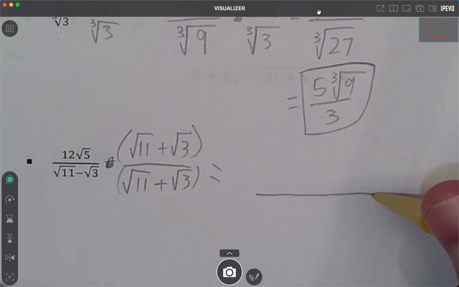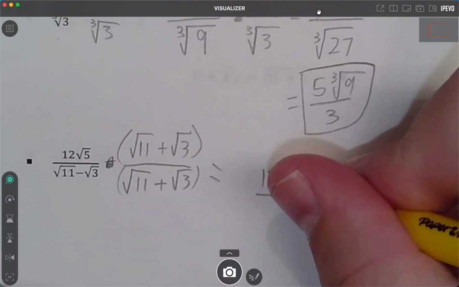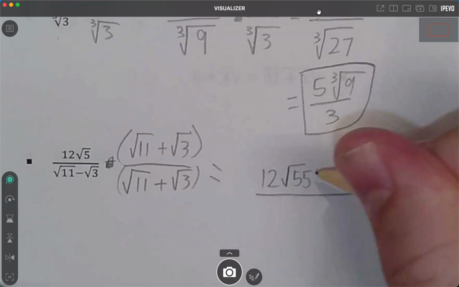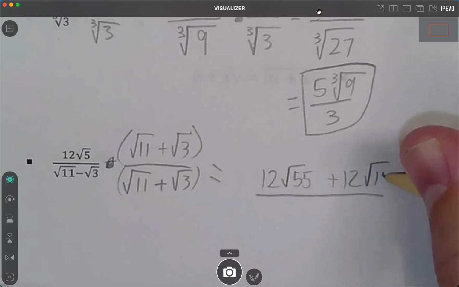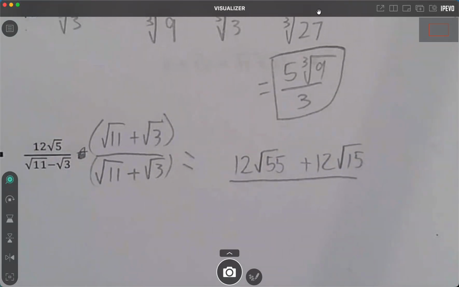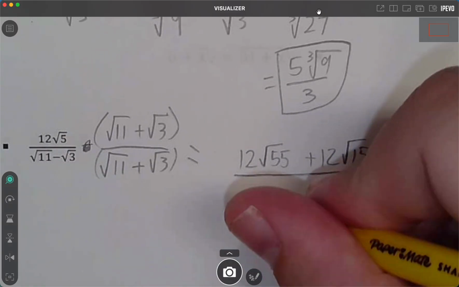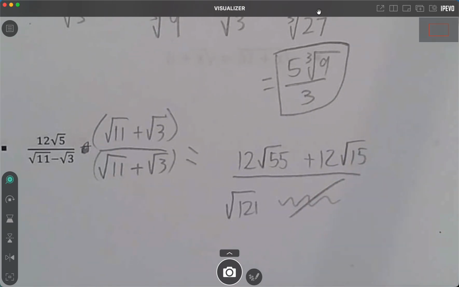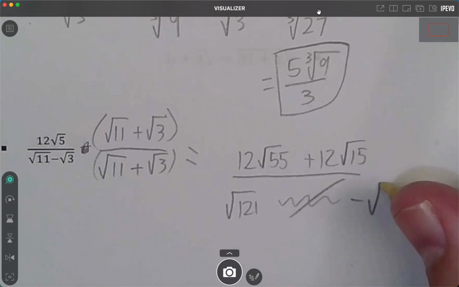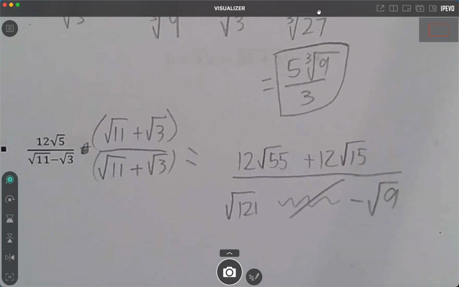Okay, let's FOIL that out and see what happens. 12 on the outside with a root 5 and a root 11 will be 12 root 55. 12 on the outside with a root 3 will be 12 on the outside and root 15, because the inside contents will multiply. On the bottom, we have root 121. I'm just going to say this, the outer and inner will cancel. And I'll have a negative on the outside, root 9 on the inside, because there's a negative and a positive sign here. So there is a negative that comes out of the multiplication, but it's on the outside of the root. And 3 times 3 is 9 on the inside of the root.